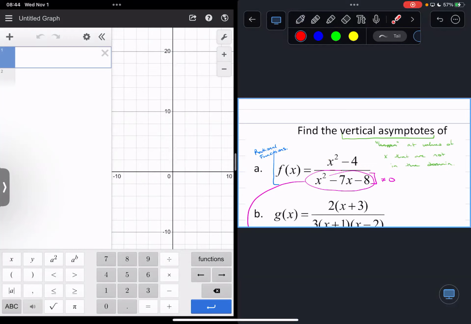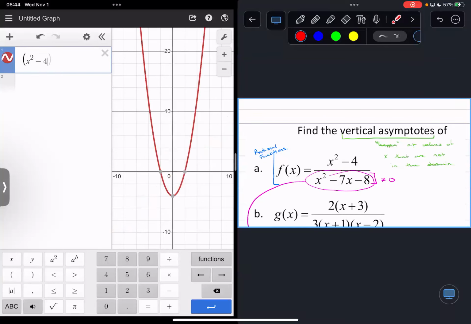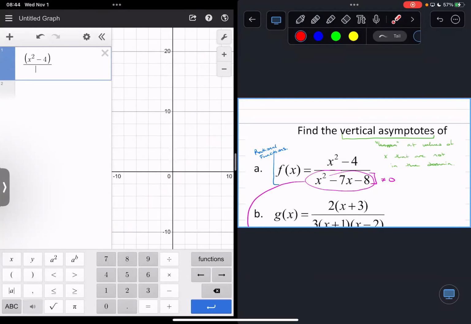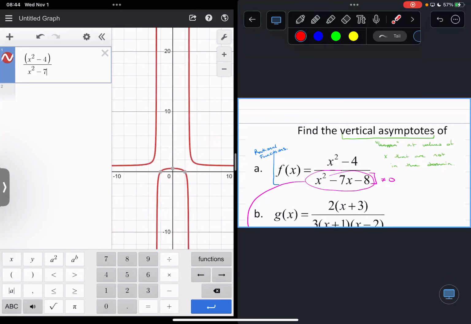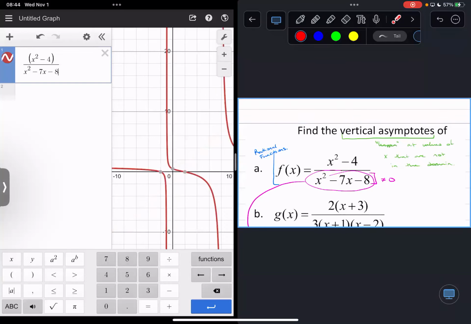Okay, making sure that you keep your numerator together. I like to use brackets just to emphasize. And so here we go. X squared minus 4 and bracket divided by, and it should step it all down. And then I can do x squared minus 7x minus 8.